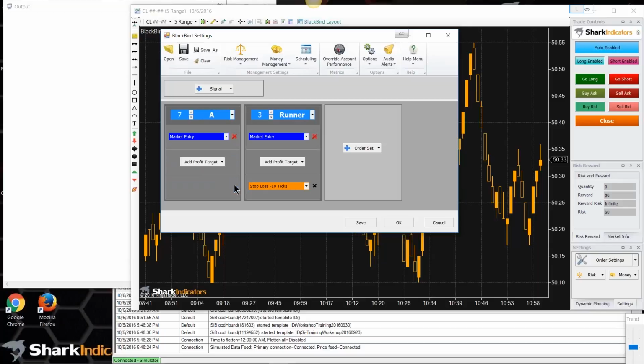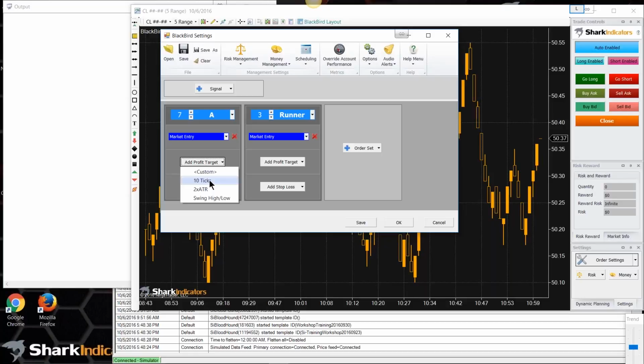So let's kill that. I'll kill these here, and let's just run through. We have some predefined ones. If you're interested in just setting a fixed profit target, a simple, easy to understand profit target, we have a 10 tick, which is just a simple offset from the entry price. Right, 10 tick offset from the entry price.